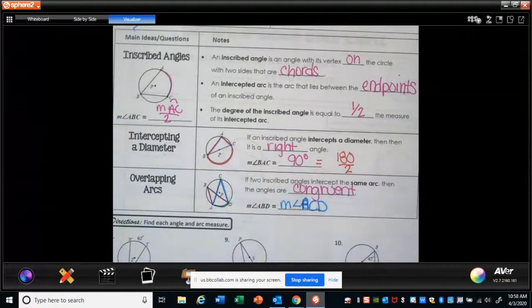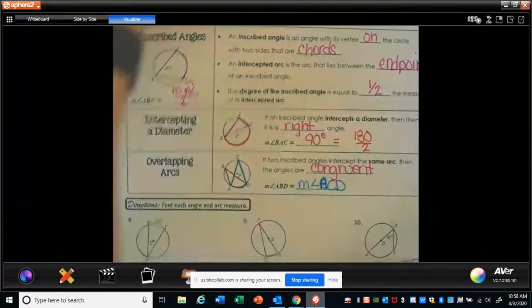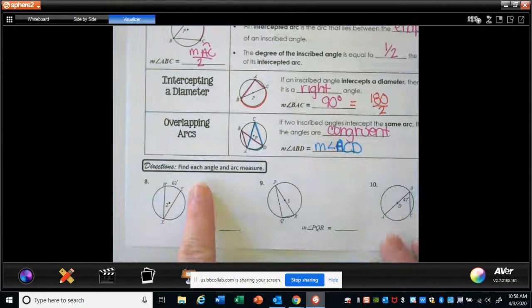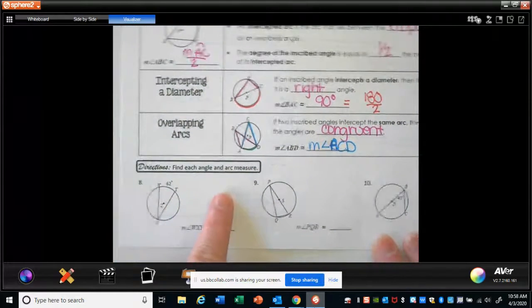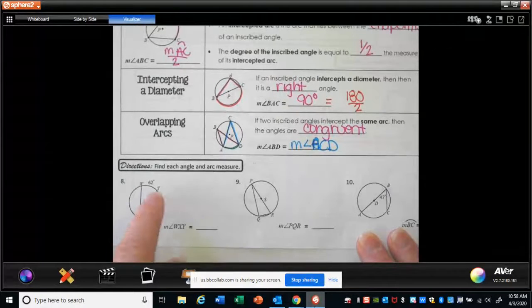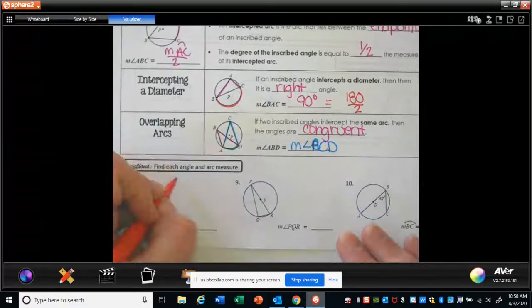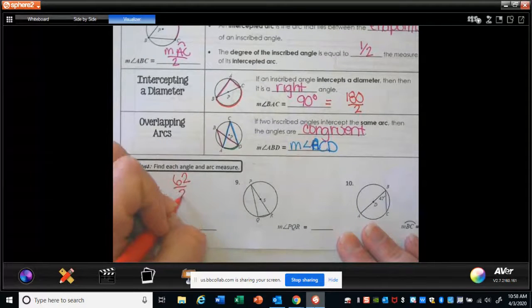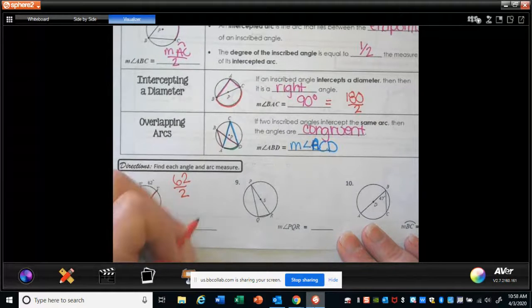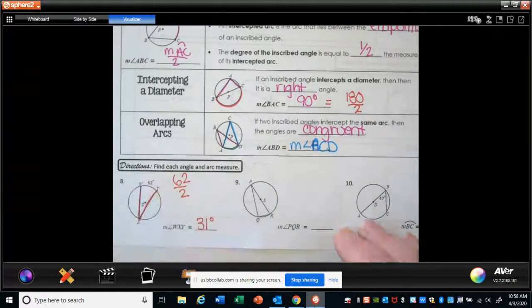So let's look at some examples together. Looking at the following examples, we want to find each angle or arc measure. The first one, we've got an inscribed angle, and they give us its arc to be 62. If the arc is given, we take the arc and simply divide it by 2. And so my angle WXY is going to be 31 degrees. All right? Let's try again.